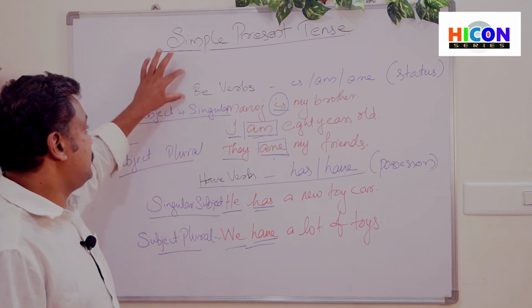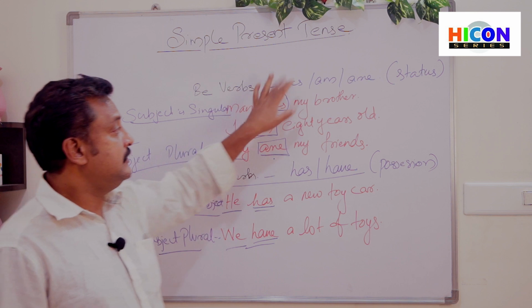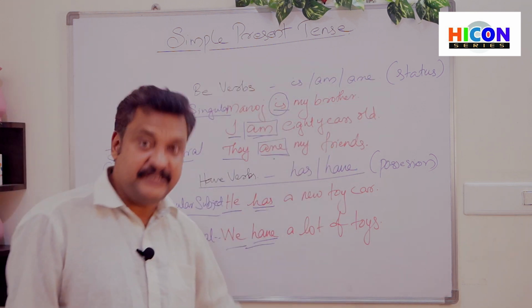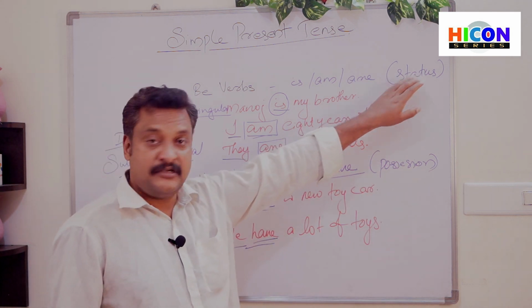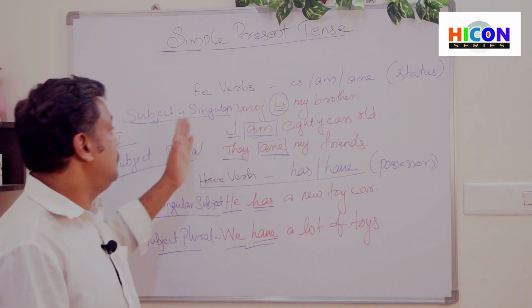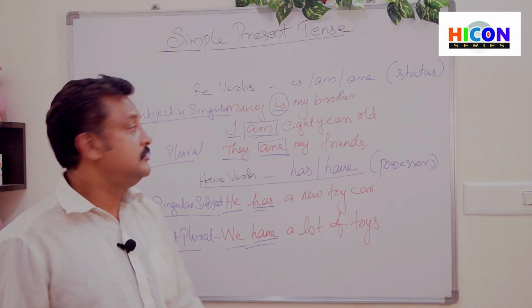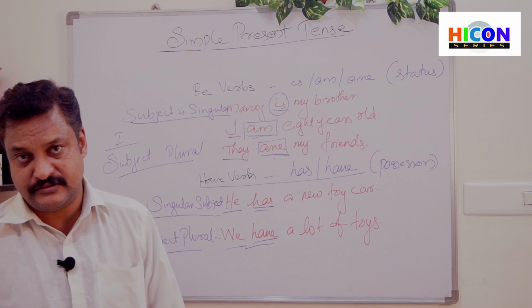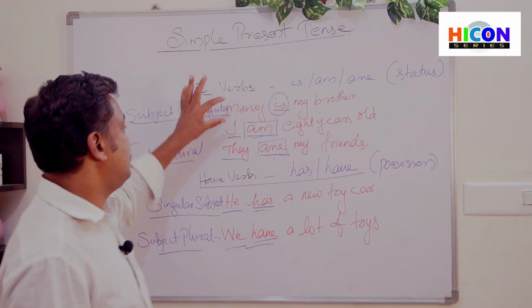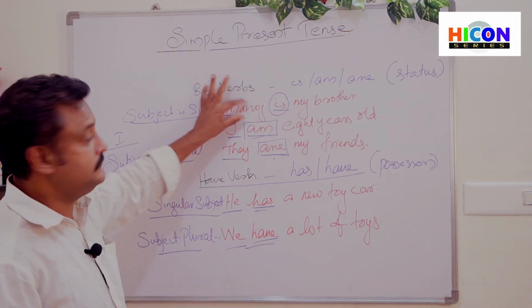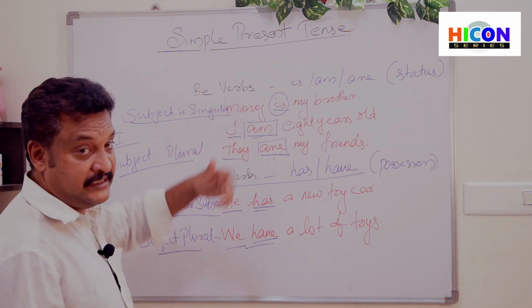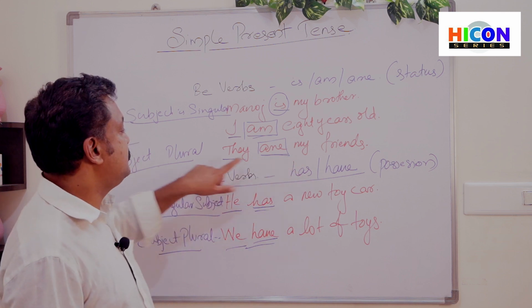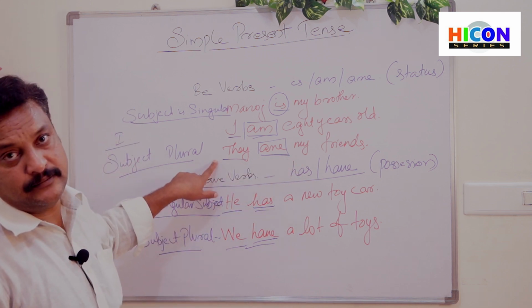Clear? So first is called be verbs. They are is, am and are. They are used for expressing different status. So they are also known as status verbs. Example, Manoj is my brother. I am 8 years old. They are my friends. So is used when the subject is singular, only one person. Am is used when the subject is I. Okay. Third, are is used when the subject is plural.